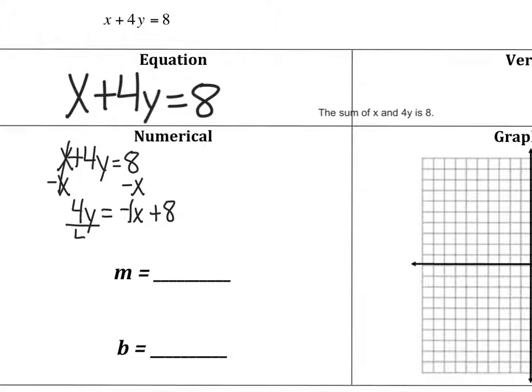So when I divide by 4, I would end up with y equals negative 1 divided by 4 is negative 1/4, and then I would have the x. And then 8 divided by 4 is 2. Do you remember when we were doing this last chapter? This is exactly why. So now that we have our equation where y is by itself, we now know the coefficient of x, the number in front of x, is the slope, and the constant term, the number without the variable, is the y-intercept. So to complete this, we would say negative 1/4 for the m and 2 for b.